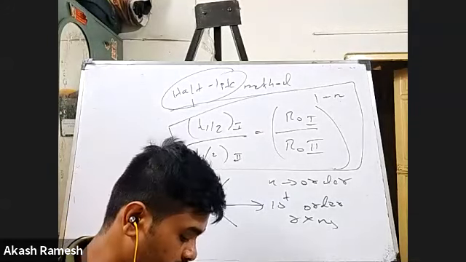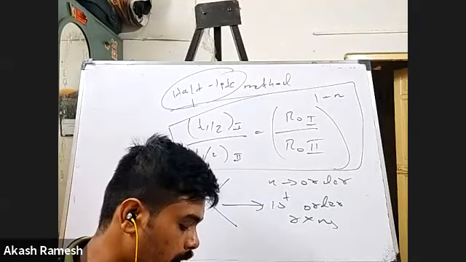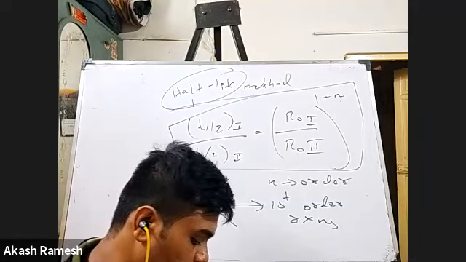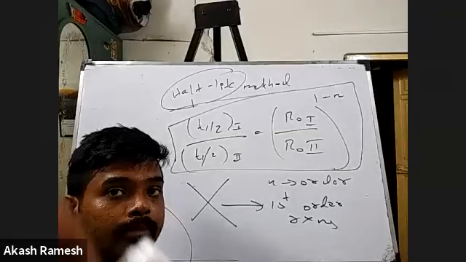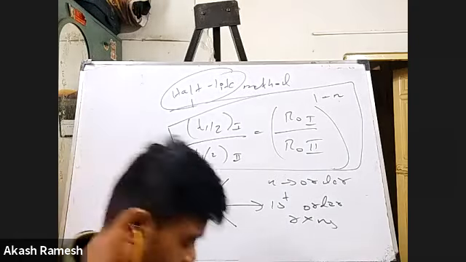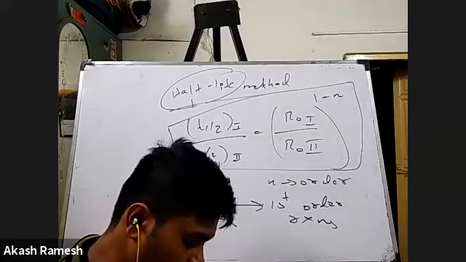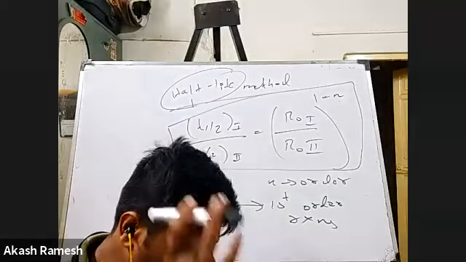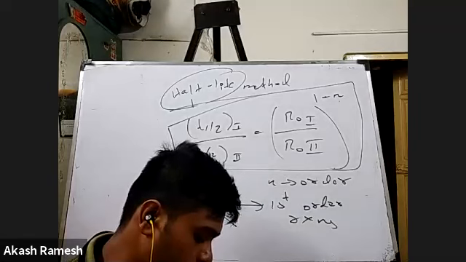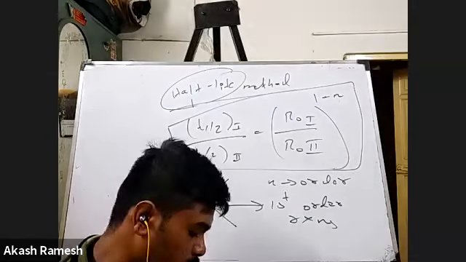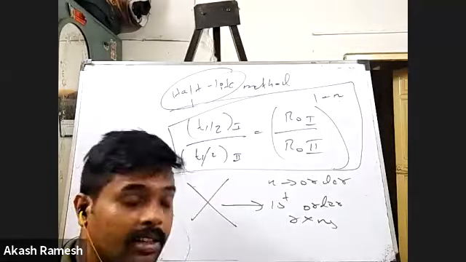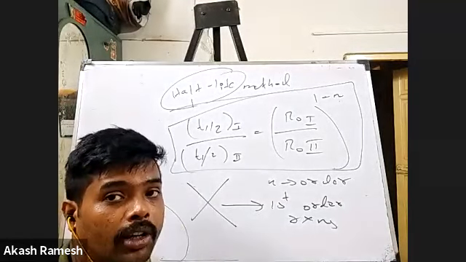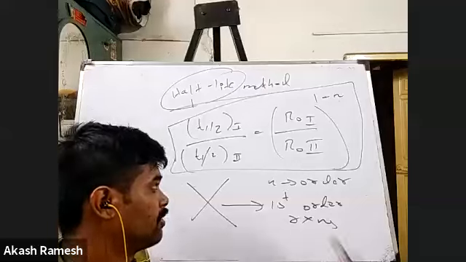So again, I repeat the question. For reaction A giving B, when the concentration of A was changed from 0.502 mole per liter to 1.004 mole per liter, the half-life changed from 52 seconds to 26 seconds. Find the order of the reaction. Just use this formula.